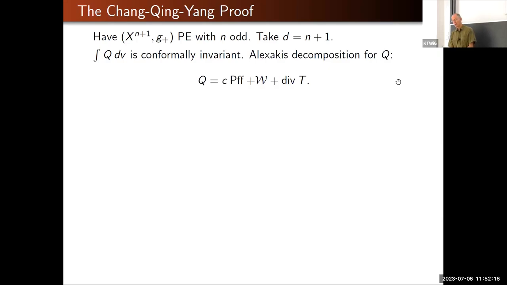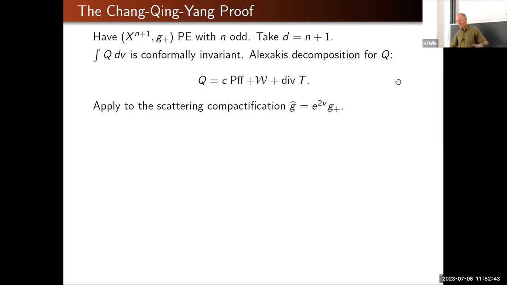We can write the Q curvature as a linear combination of these three terms. The Q curvature is this particular invariant, not conformally invariant, but pointwise. That's quoting Alexakis. Now, this is just a universal formula involving an arbitrary metric and its derivatives, some formula involving curvatures. So we can apply this to any metric in this dimension. We apply it to the scattering compactification of our Poincaré-Einstein metric.